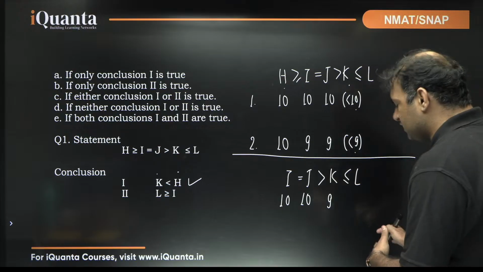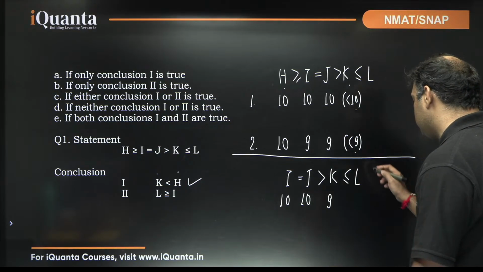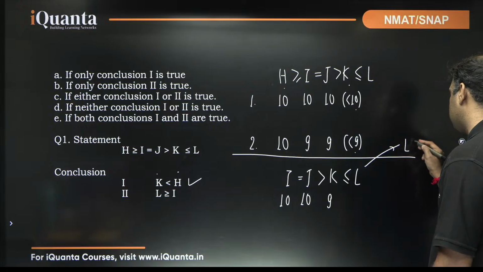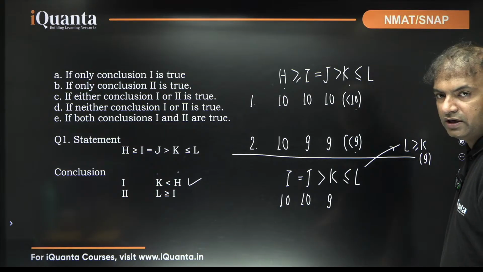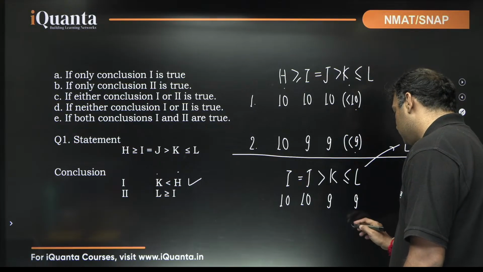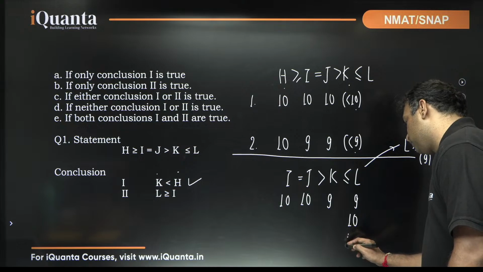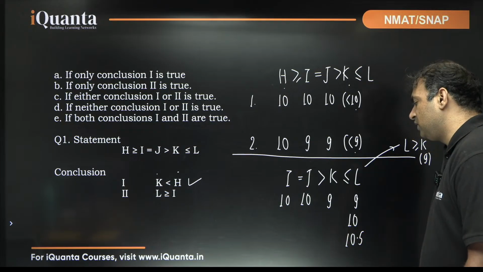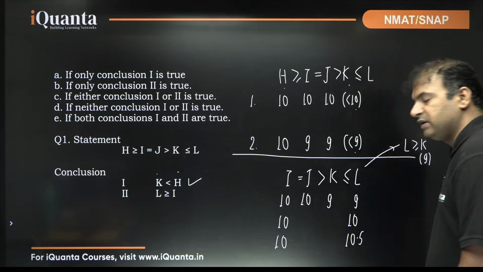K is less than or equal to L, so we can also say that L has to be greater than or equal to k, and k we have assumed as 9, so L has to be greater than or equal to 9. It can be equal to 9 as well, it can be equal to 10, it can be equal to 10.5 as well. So there can be a lot of possibilities, and I is always 10.